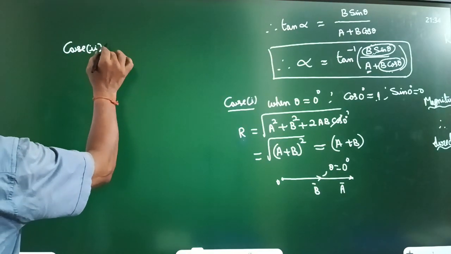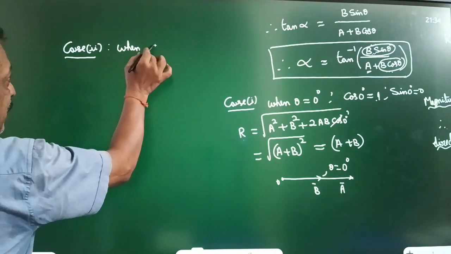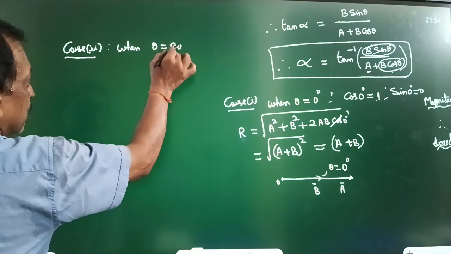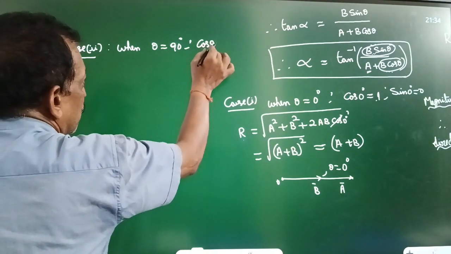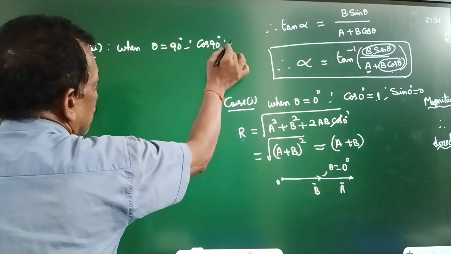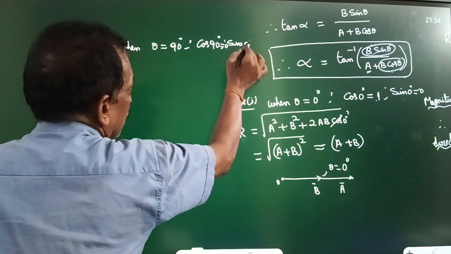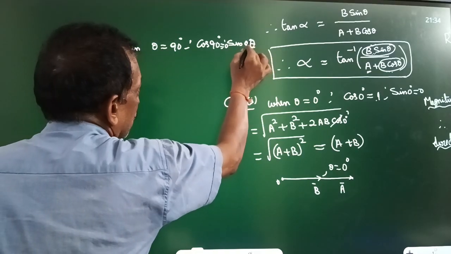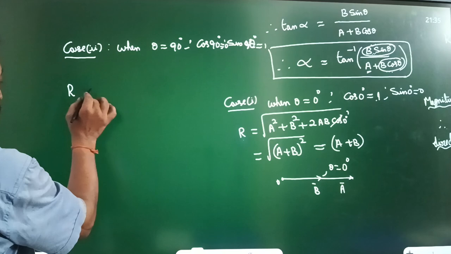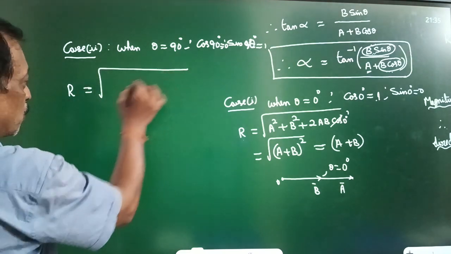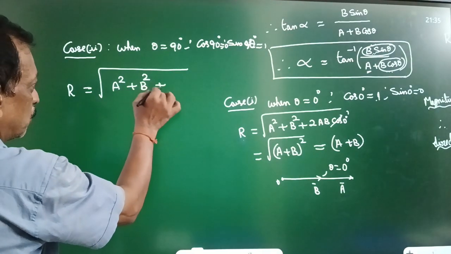Case 2. When theta is equal to 90, cos 90 is 0, sin 90 is 1. Now the magnitude of the resultant vector R is equal to the square root of A square plus B square, that becomes the square root of A square plus B square.